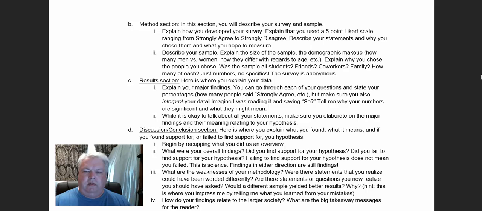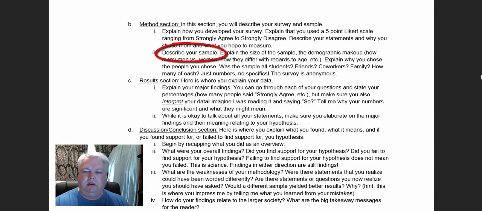The first thing, as far as your survey, is that you're going to be explaining how you developed it. You're going to be talking about that it is an attitudinal survey, right, which means you're measuring people's opinions. You're going to be talking about the fact that you used a 5-point Likert scale, which is just the name of the guy who came up with that particular scale. You've all seen it as strongly agree to strongly disagree, as you're familiar with it now. You're going to describe the different statements that you used, and why you used them, and what they're intended to measure.